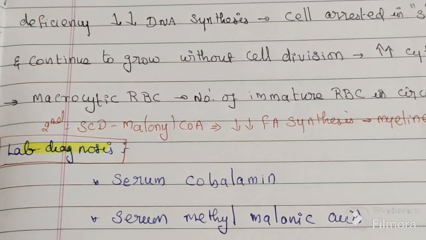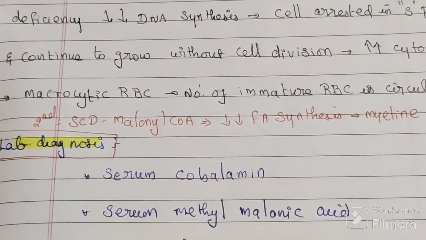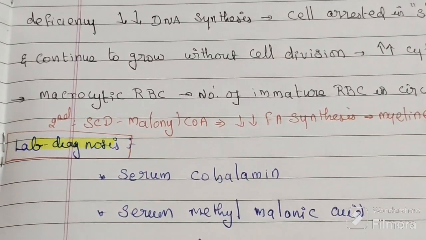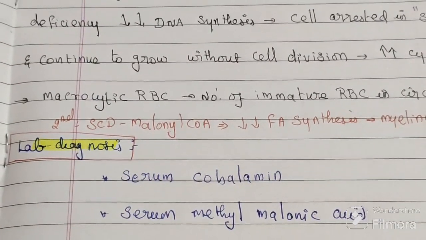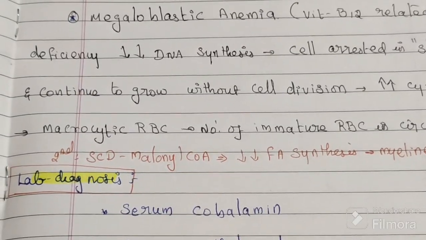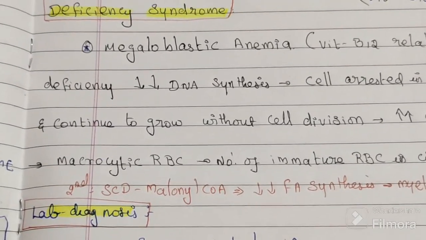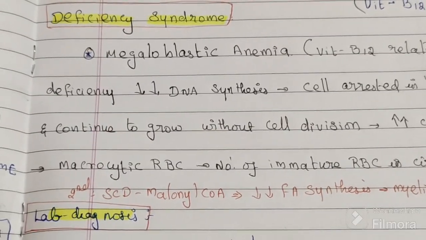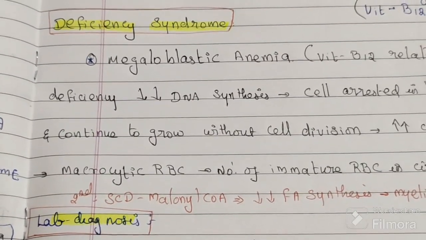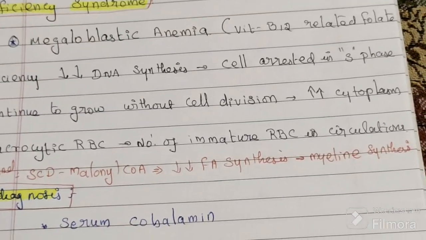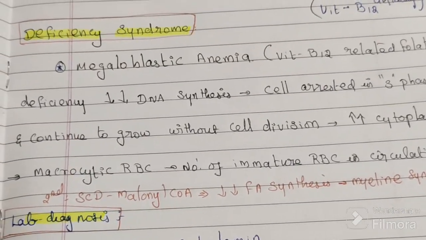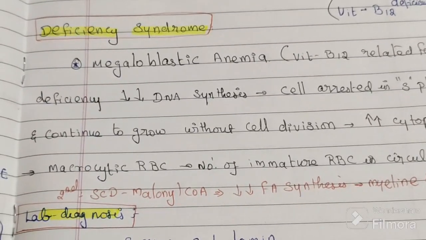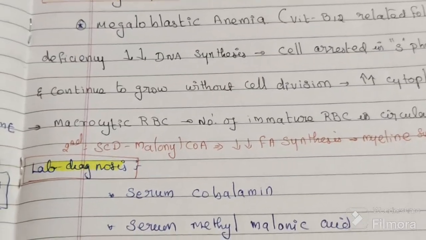The second important deficiency manifestation is subacute combined degeneration. This is due to defective myelin synthesis. The important cause of defective myelination is methylmalonyl coenzyme A, which accumulates due to deficiency of vitamin B12. Methylmalonyl coenzyme A inhibits fatty acid synthesis and thereby inhibits synthesis of myelin.